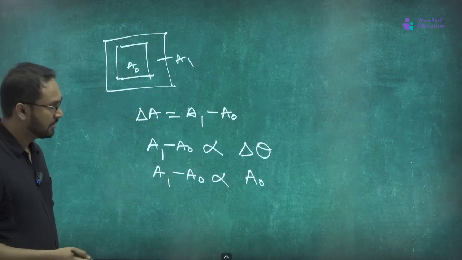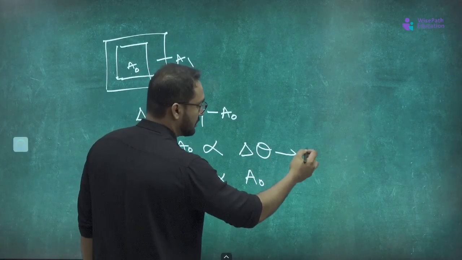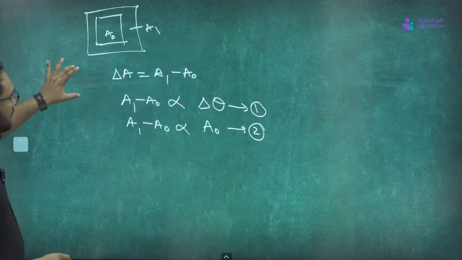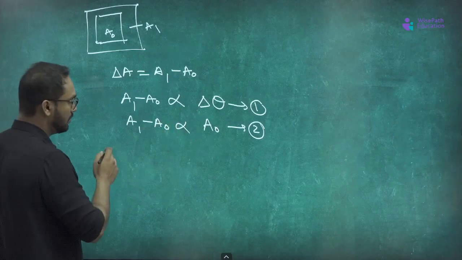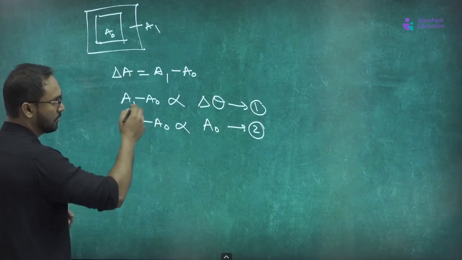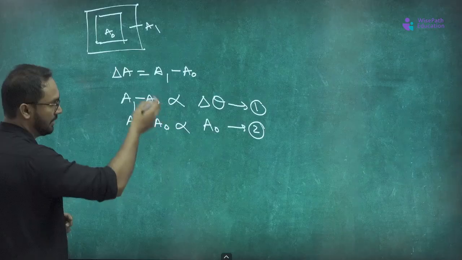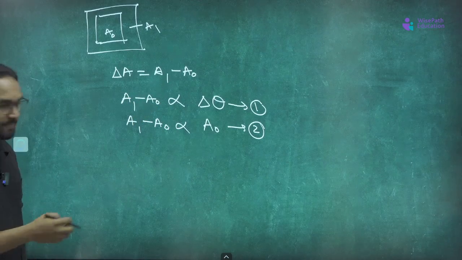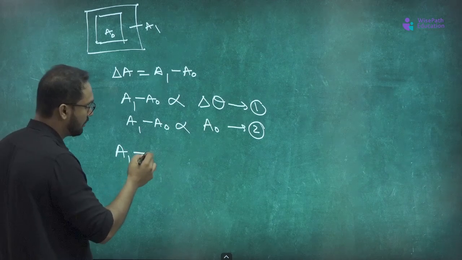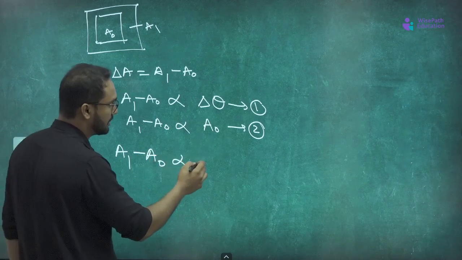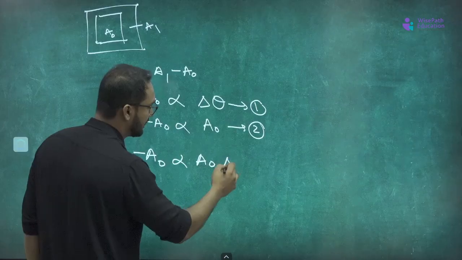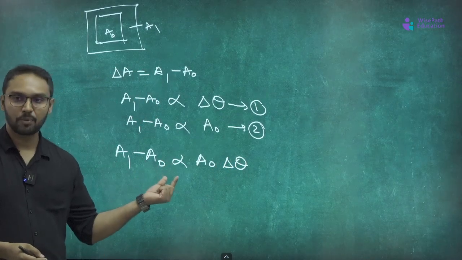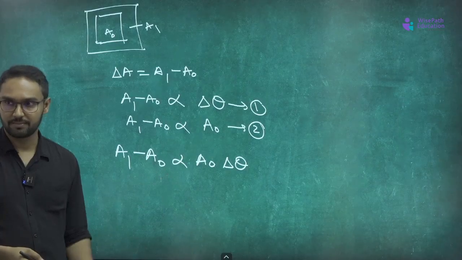So these are two of the proportions. Using these two proportions, we can take this into one, right? Because the two proportions are proportional to the same factor, A1 minus A0. So if I take both of that into one, A1 minus A0 is proportional to A0 delta theta, right? And how do you make a proportion an equation? That is the next point.